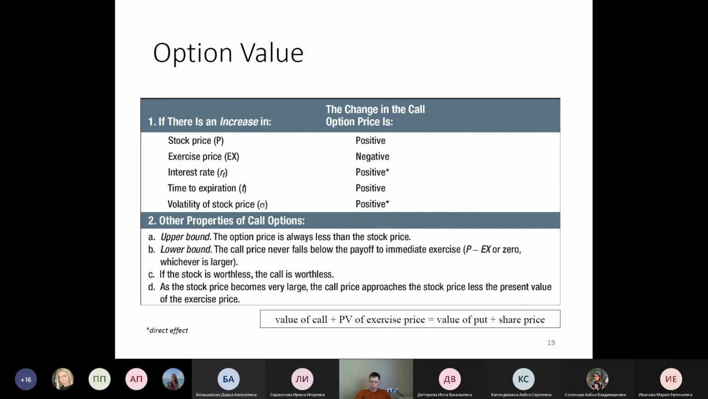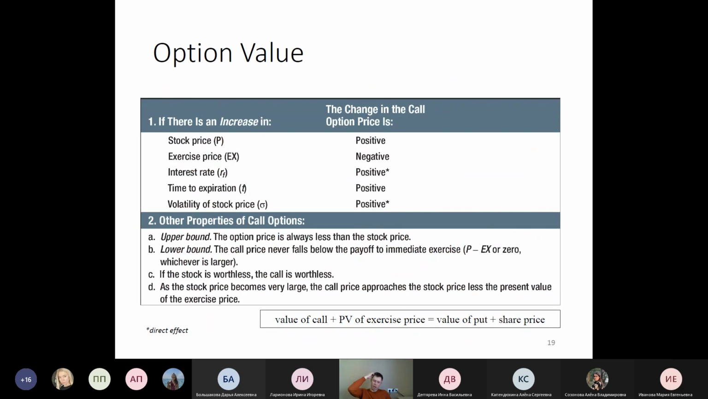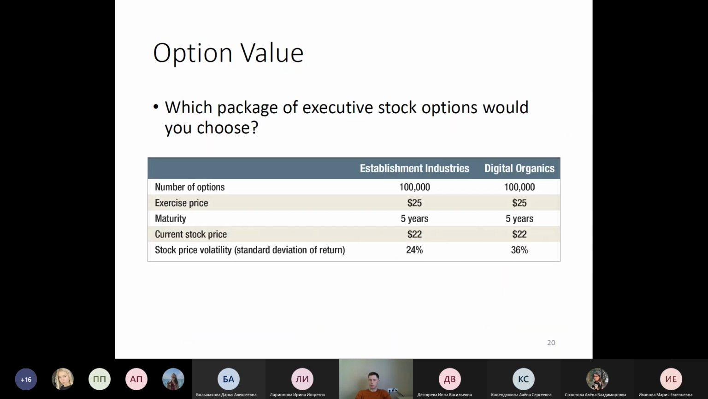Please note, information from these slides is very likely to be included in our final exam. So you should understand how the changes in different factors affect the price of the option. And all of them can be derived from the formulas of the option price estimation.